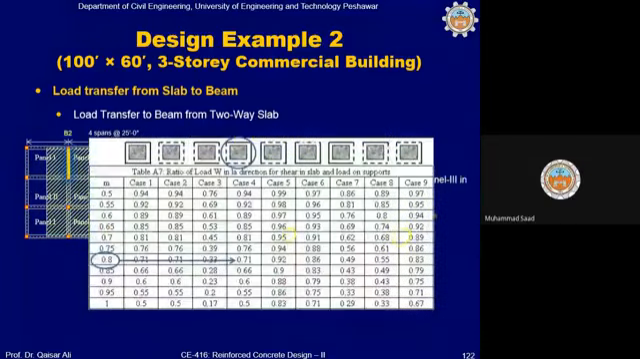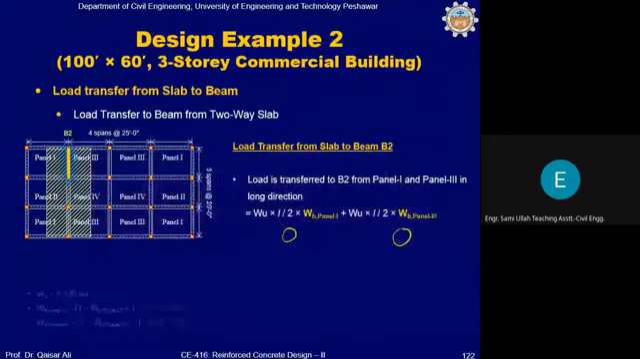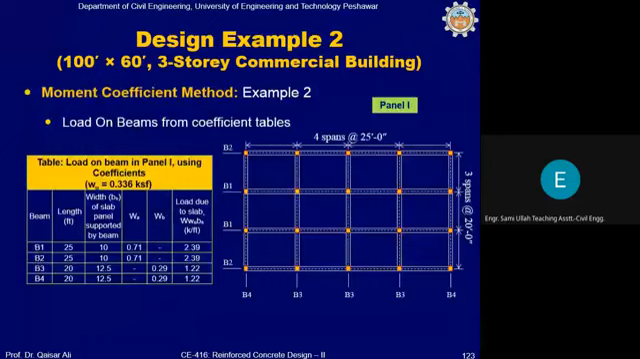Yes, sir. Similarly, load on this beam B2 along the shorter direction. These are the coefficients, and WB can be calculated for these coefficients. This relation 1 minus WA, and these are the values.